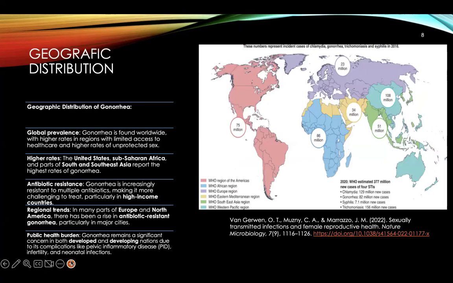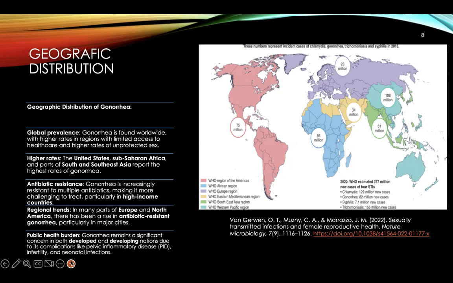The geographic distributions of these two diseases. The global prevalence of gonorrhea: gonorrhea is found worldwide, with higher rates in regions with limited access to healthcare and higher rates of unprotected sex. The United States, Sub-Saharan Africa, and parts of South and Southeast Asia report the highest rates of gonorrhea.